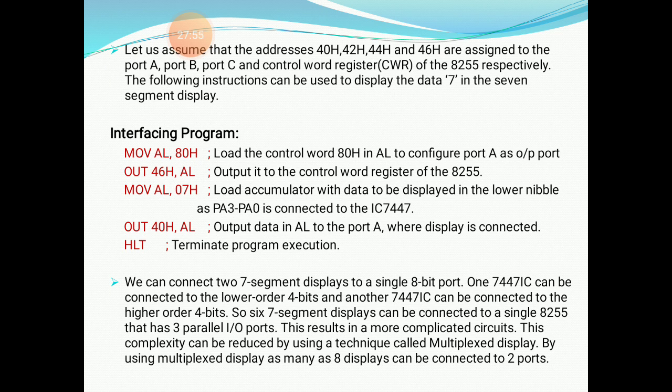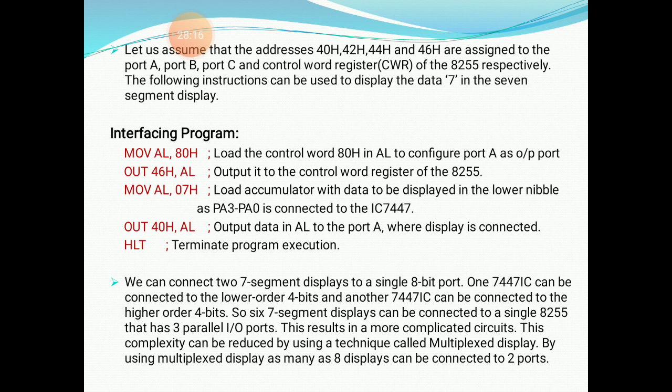Let us assume that the addresses assigned to port A, port B, port C and control word register are represented as 40H, 42H, 44H and 46H. All addresses are even addresses.